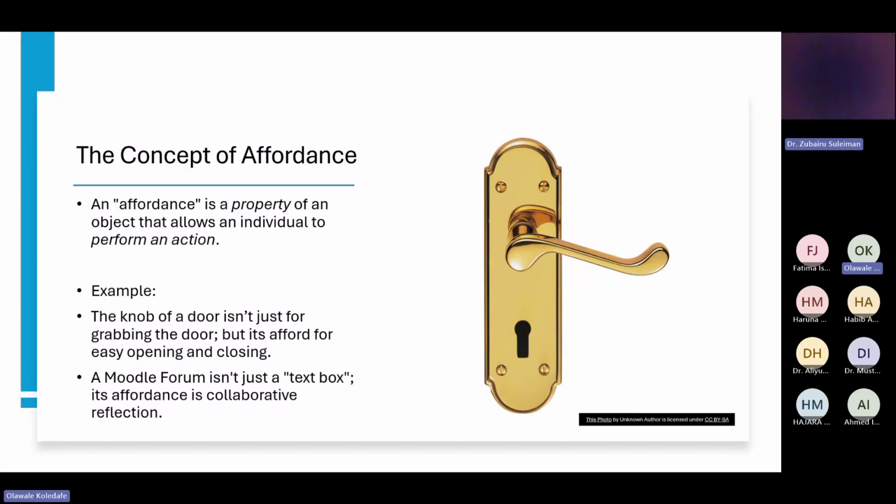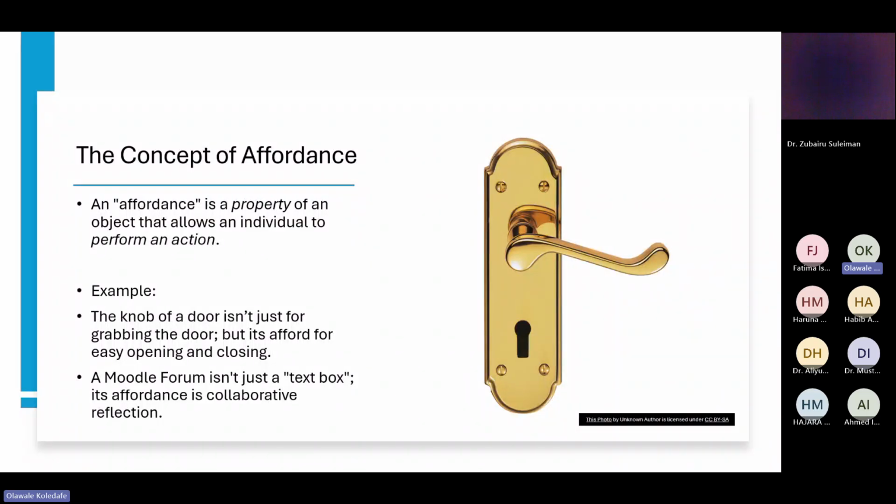So all these things are not taught directly, but they are something we perceive psychologically and feel, okay, this instrument should be able to solve this problem for me. The property of that instrument or that object to be able to solve that problem at that particular time is what we refer to as affordance.